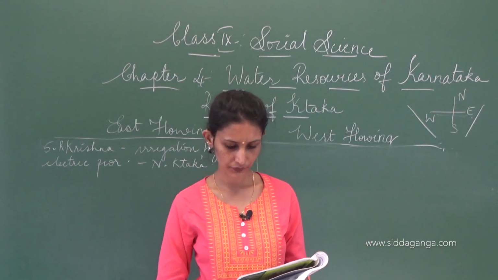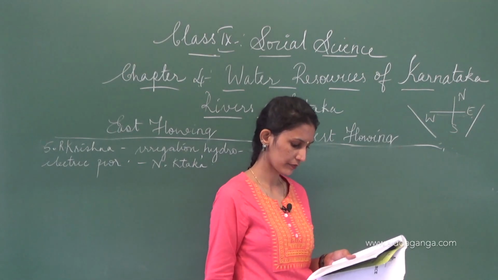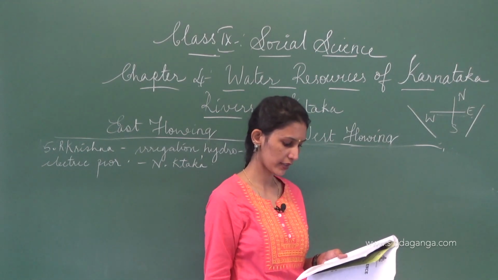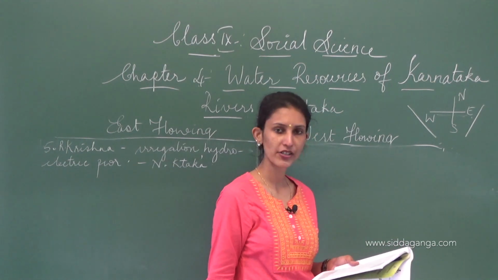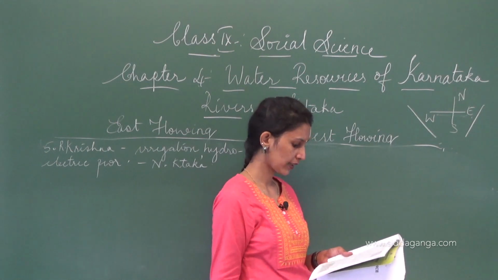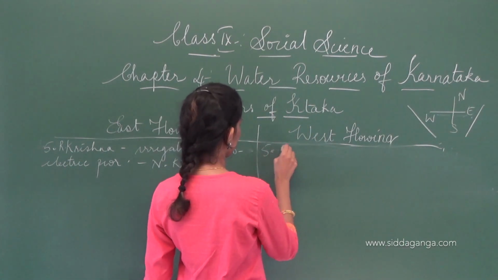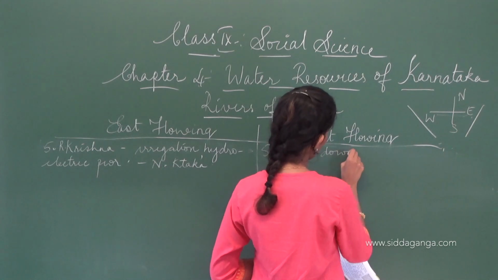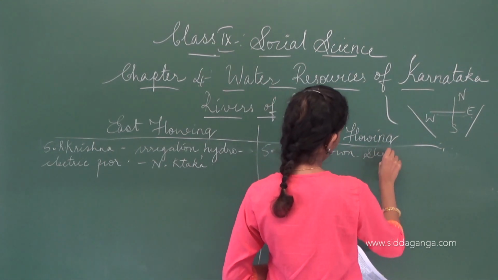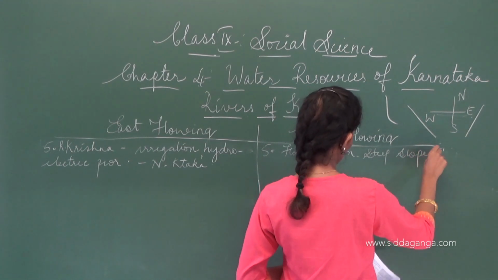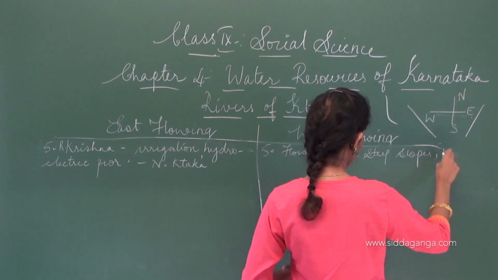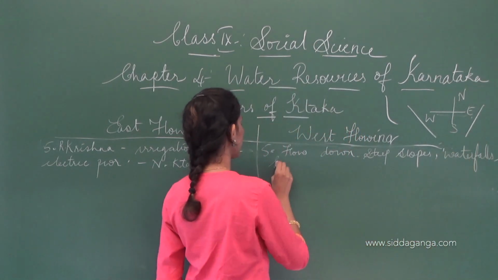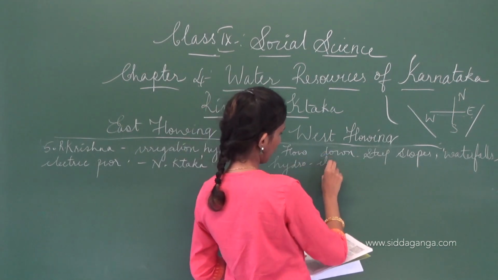In this, okay, the rivers that you wrote, Sharavati, Kali, Gangavali, Netravati, Varahi, Aganashani, all these rivers flow down steep slopes. I have told you what is steep. Steep slopes, and they create waterfalls, and they also help in the generation of hydroelectric power.